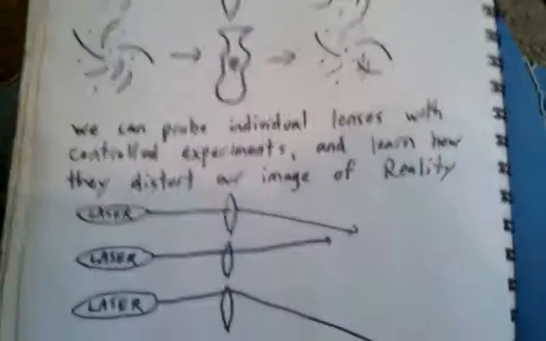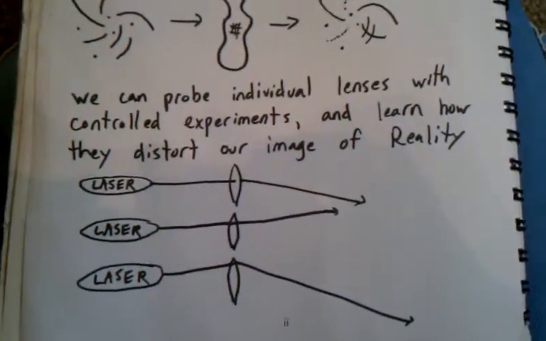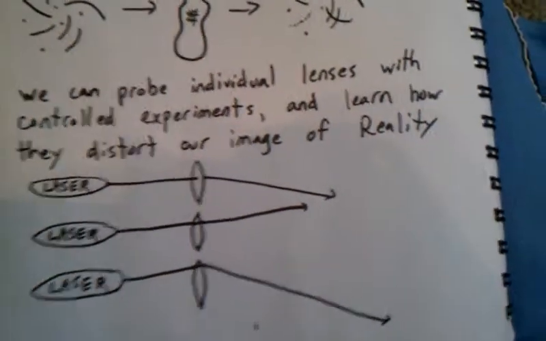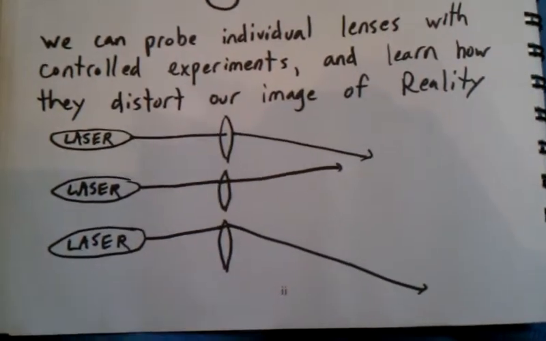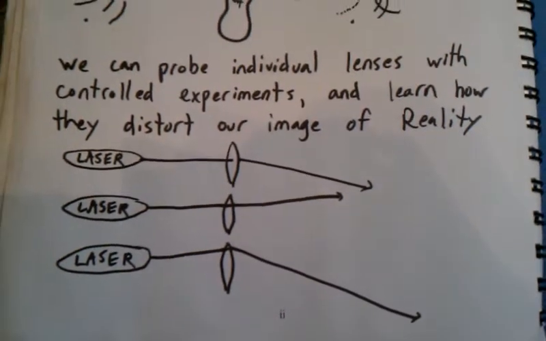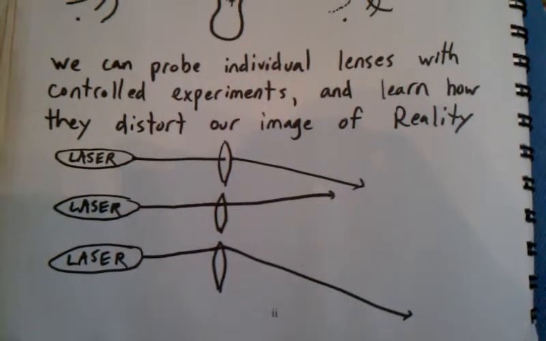Another thing we can do is to try to learn the shapes of our lenses. And that's what science is. That's what controlled experiments do. I imagine it like shooting a laser beam through a lens and trying to trace out where that beam goes.